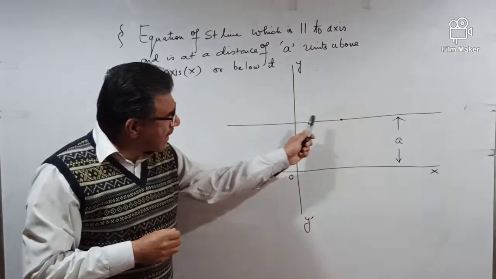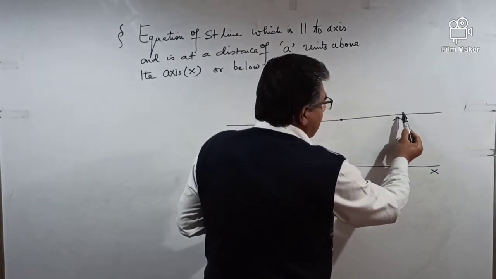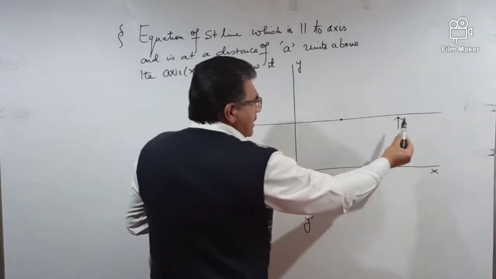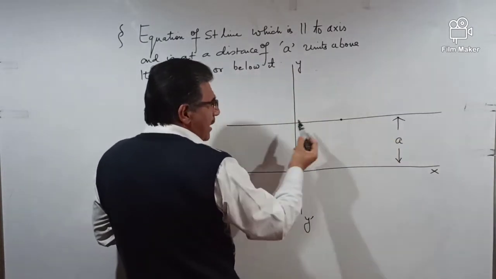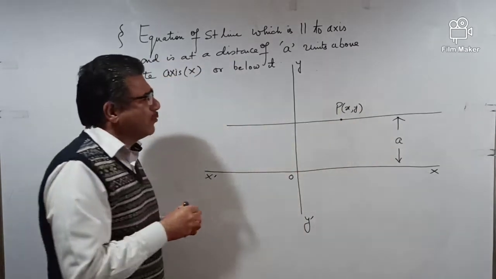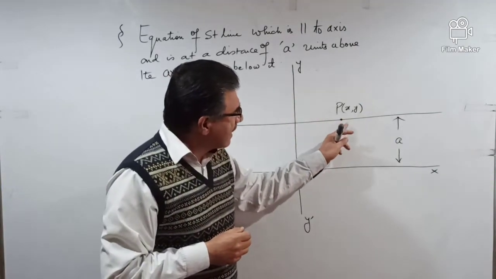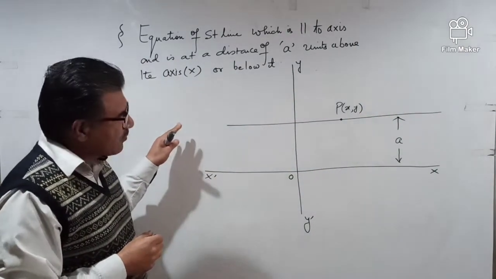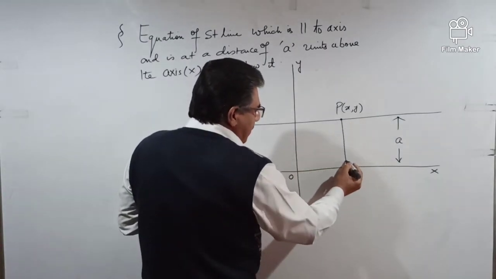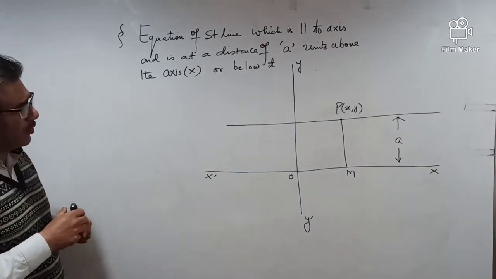This line is actually the locus of a point. We have already discussed locus. Locus is a path traced by a moving point. Some moving point has made this line. We will assume that the moving point is (x, y). Let us say this (x, y) is the moving point on the line. Once this is a moving point, I will draw a perpendicular PM on OX.